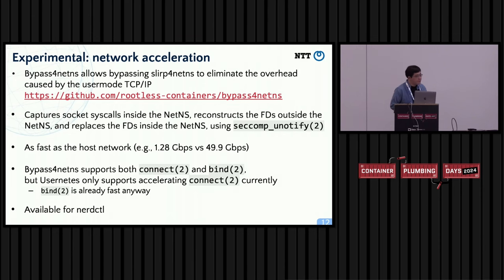So for example, in the case of a local node, the throughput can be accelerated from 1.28 Gbps to nearly 50 Gbps in the case of localhost. And bypass4netns supports both the connect syscall and the bind syscall, but currently we only use connect syscall acceleration for Usernetes because the bind syscall is already fast anyway. And this is currently available for nerdctl only.